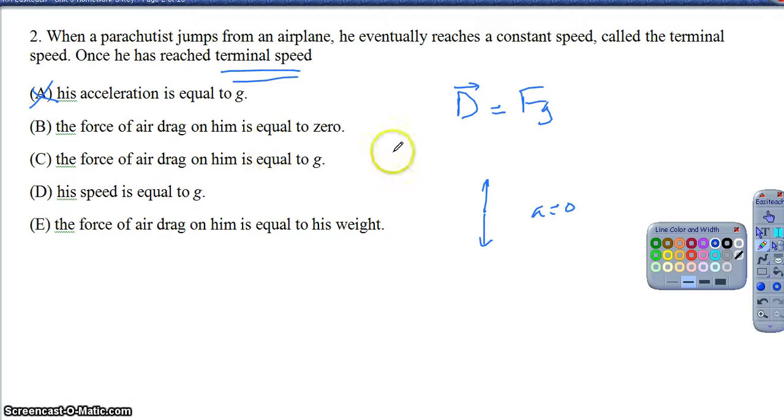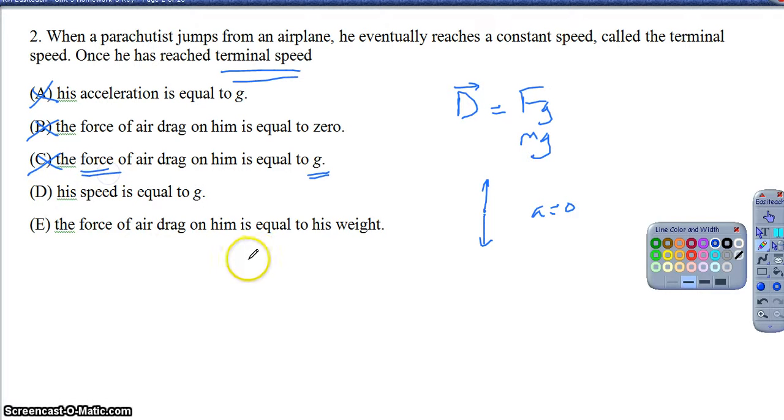The force of air drag on him is 0. Again, that's not true because then he would be accelerating downward. Really, A and B are the same option. The force of air drag on him is equal to g. This is probably the best distractor in here, because the force of air resistance, the force of drag, is not equal to g. The force of drag would be equal to mass times g. Right? The acceleration would be equal to g, but not the force.